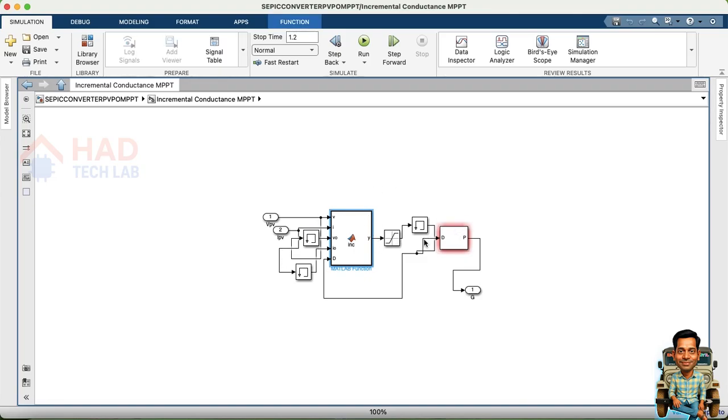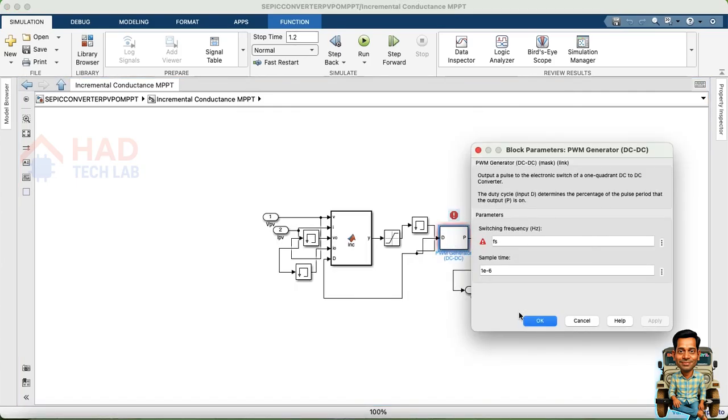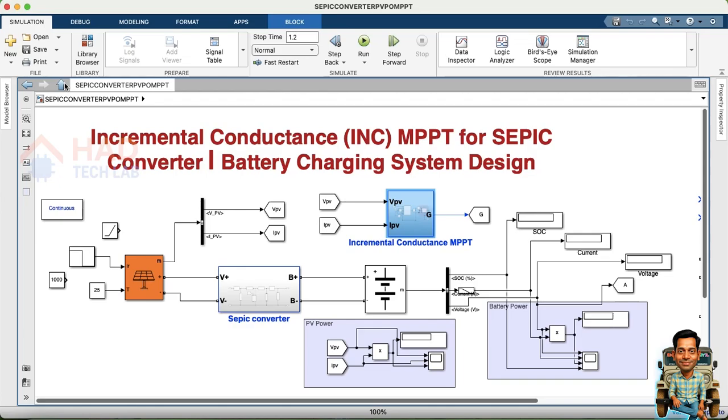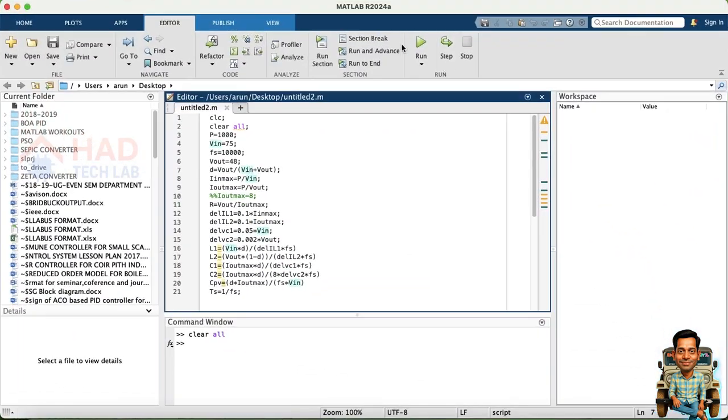Then this INC is connected to the PWM generator DC to DC. Then we set the switching frequency F as here. Let's run the code.